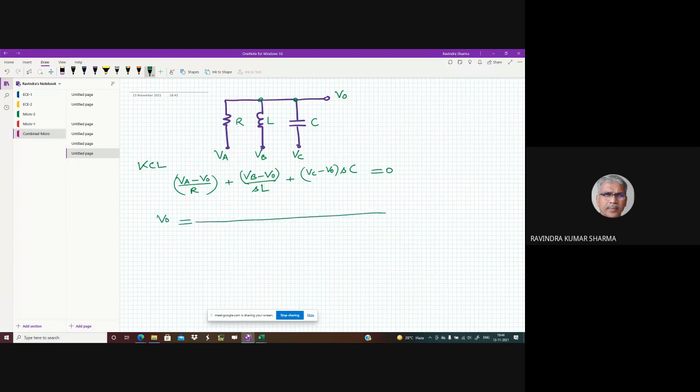V नॉट को लिखो इन टर्म्स ऑफ, अगर आप इसको वर्कआउट करोगे तो ये इस तरह का आएगा, डिनोमिनेटर में मिलेगा इस तरह का S स्क्वायर प्लस S बाई RC प्लस 1 ओवर LC। ये तो डिनोमिनेटर हो जाएगा, और न्यूमरेटर में हो जाएगा S स्क्वायर टाइम्स VC प्लस S टाइम्स VA, और ब्रैकेट में होगा 1 ओवर RC प्लस 1 ओवर LC टाइम्स VB। ऐसे मिलता है.